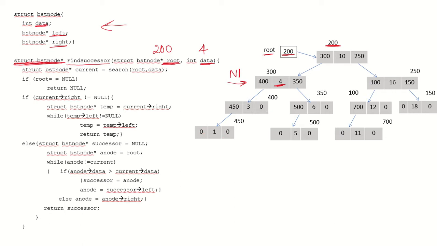So the first thing that we need to do is declare a local variable current. This current is going to give us the address of the node where that data is lying. So here we have passed in a data 4. So what is the address of the node which is having this data? That means we are looking for the address of node n1.